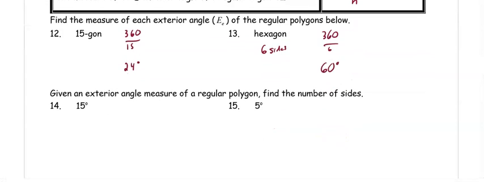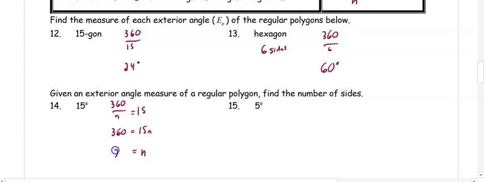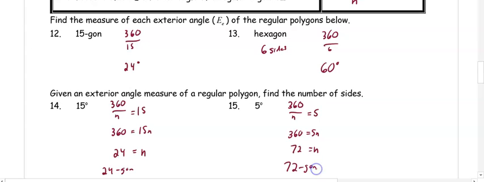If we are given the exterior angle, we can also find the number of sides. So we have 360 over n equals 15. We can multiply by n. 360 equals 15n. We divide by 15, we get 24, so that is a 24-gon. We also have 360 over n equals 5. We can multiply by n, so 360 equals 5n. When we divide, we get 72, so this is a 72-gon.